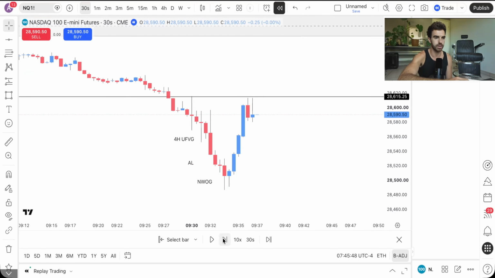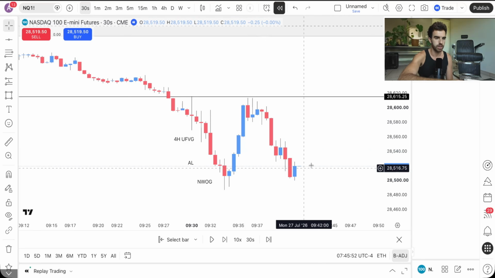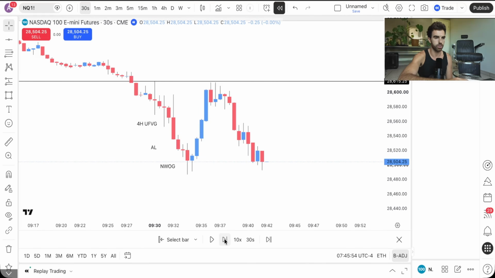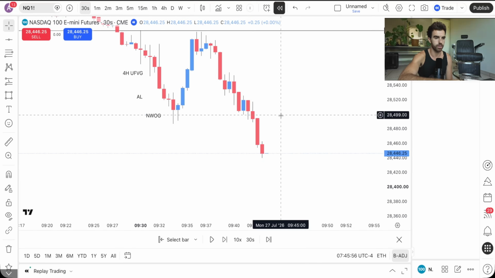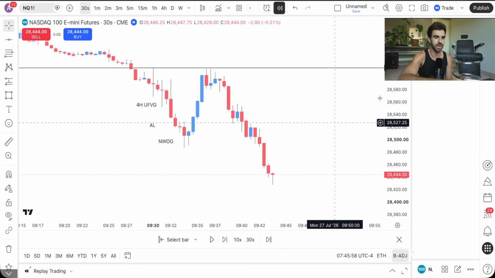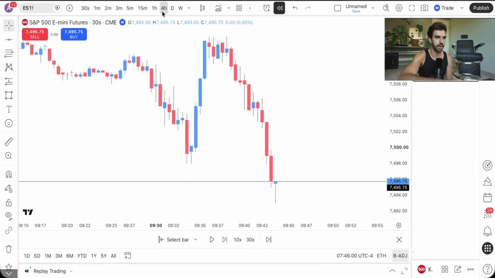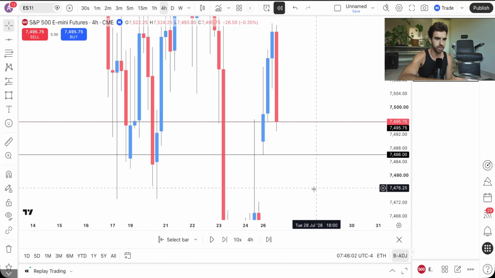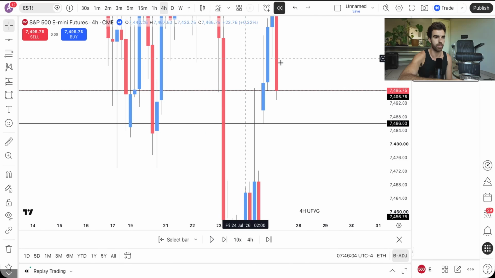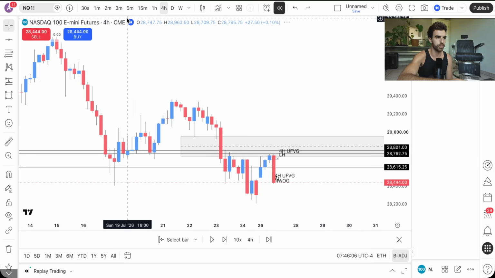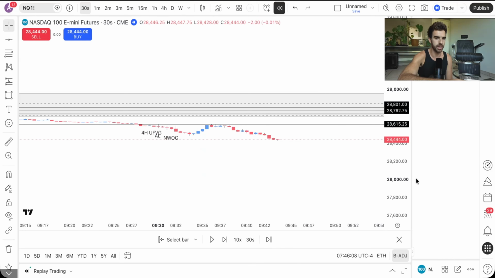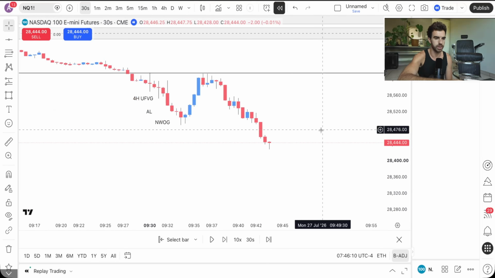I didn't take this one, didn't get it. It didn't take 930 high either. Price then started flushing down further. I believe ES still had major draws. It still had the new week opening gap open, right? So either way, Nasdaq was flushing down as well.